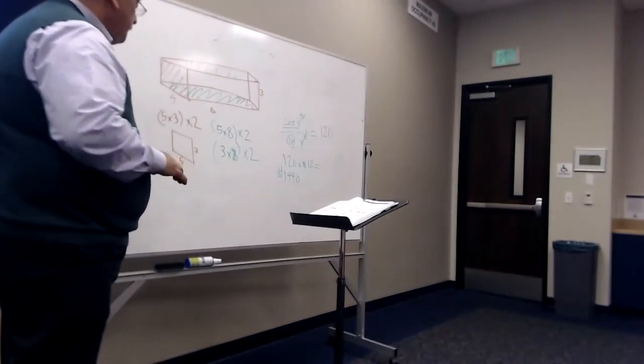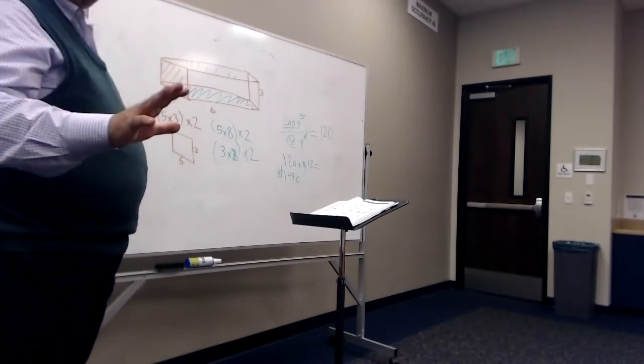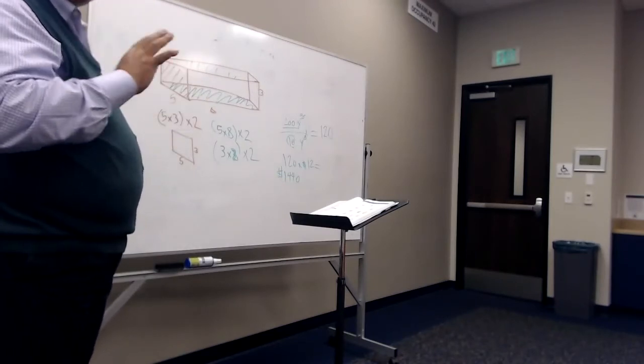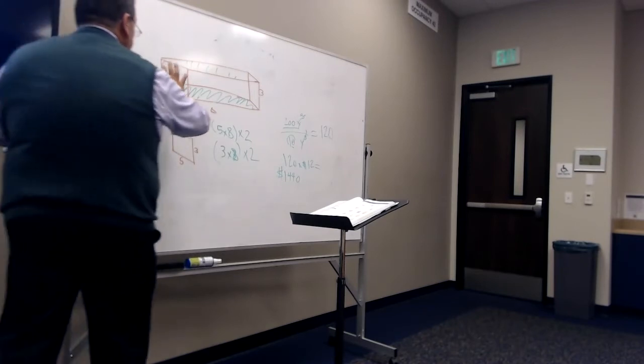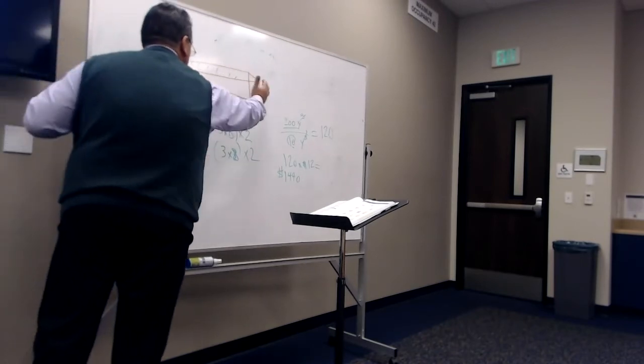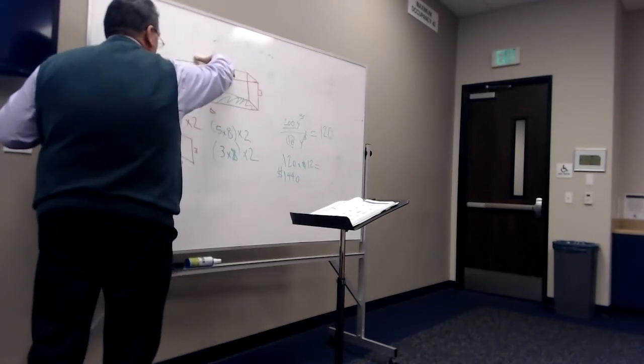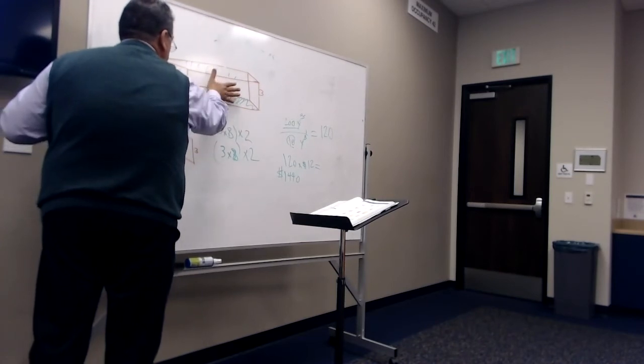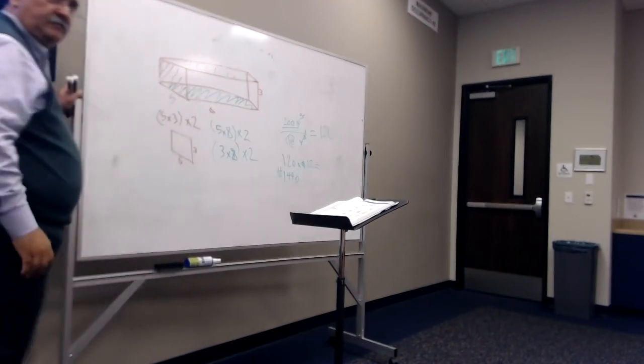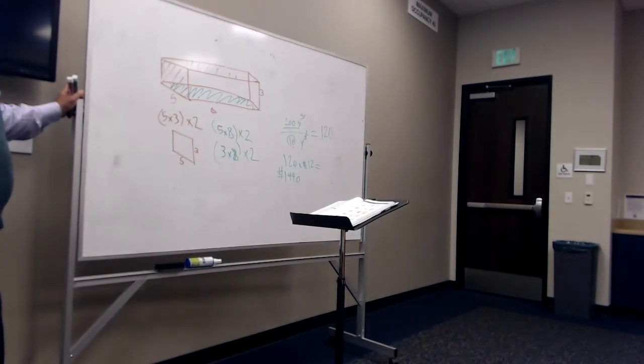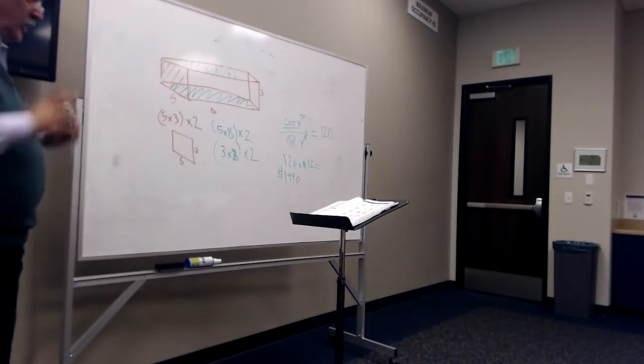But when it says surface area, not the volume, surface area, he wants the area of this side, area of that side, top, the bottom, this side, and the legs. Okay, well, I played a trick.